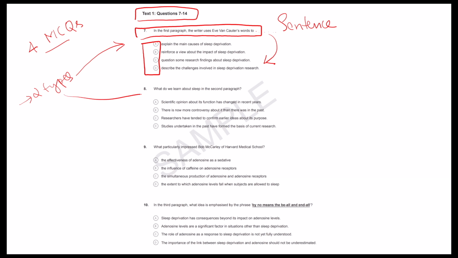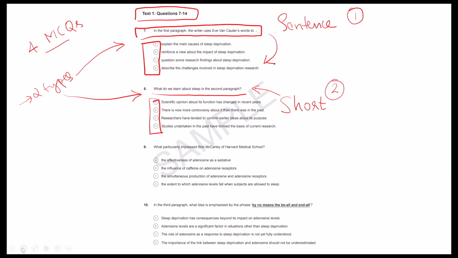The second type of question is this, where you have, what do we learn about sleep deprivation in the second paragraph? And one of the answer options will actually give a short answer to the question. So the 2 question types are, one is a sentence completion type and the other is a short answer question type. This is how the question will be framed in Part C of reading.